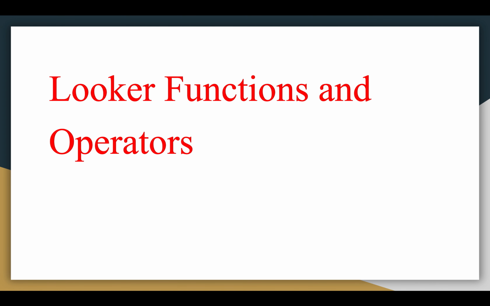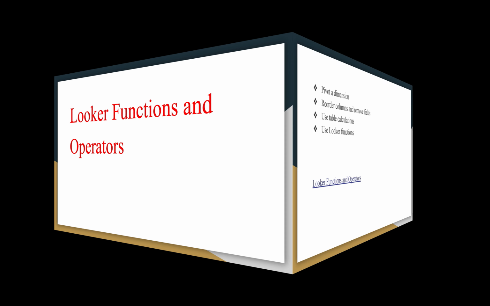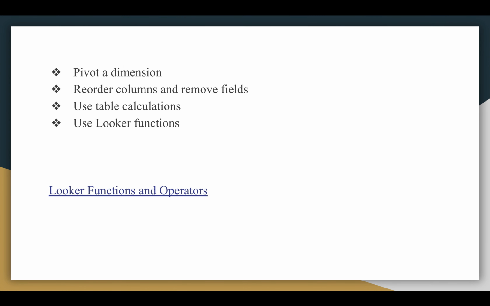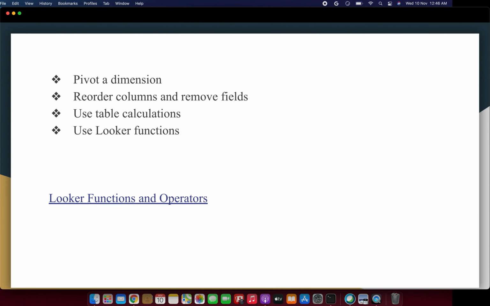Today we are going to see Looker functions and operators. In this demo, we are going to see how to pivot a dimension, reorder columns and remove fields, use table calculations, and use Looker functions. I have given the description here, Looker functions and operators, and the quick lab link. So you can click that link and we can start the demo.